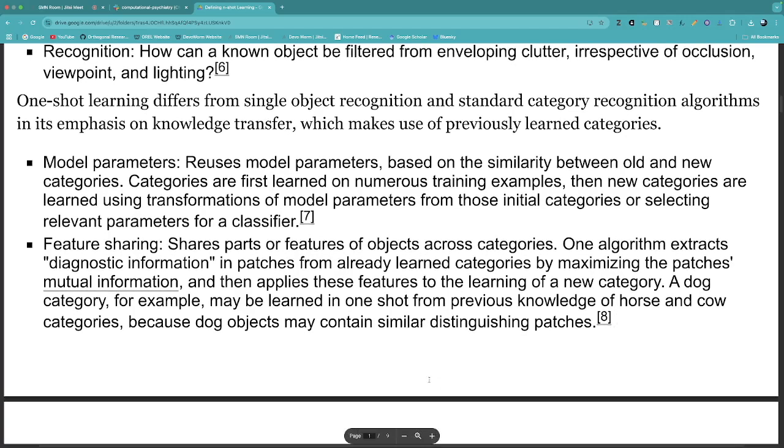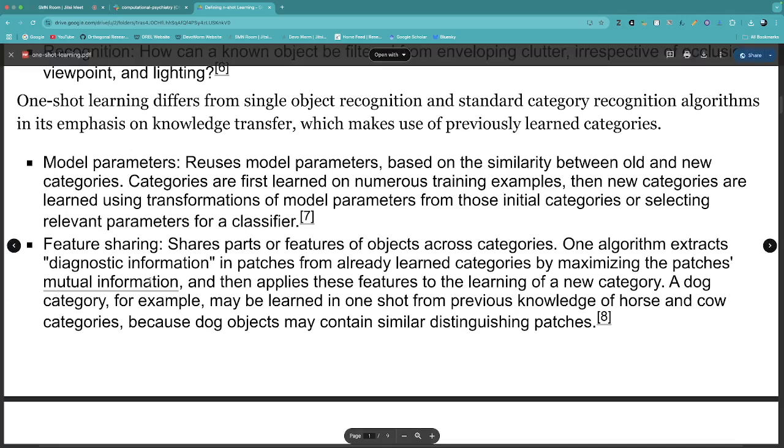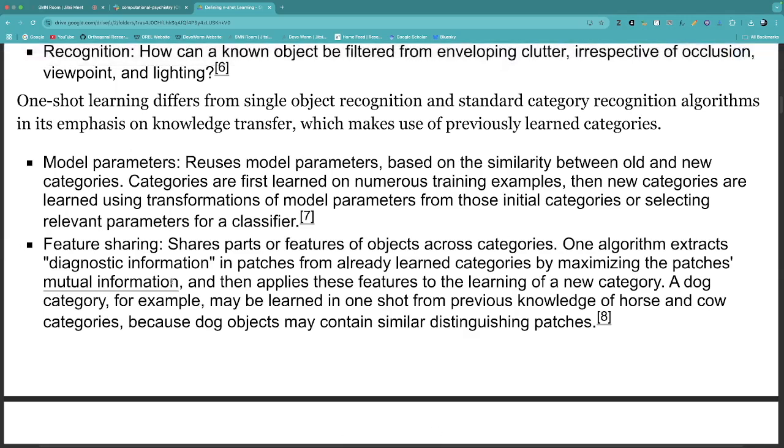Then there's feature sharing, which allows us to share parts or features of objects across categories. And the concept of mutual information is important because those features are going to have some mutual information. That mutual information is going to make that linkage between the old and the new category. So if you have, for example, these geometric primitives and they exist in this new category, then that classification will be based on the shared geometric primitives.